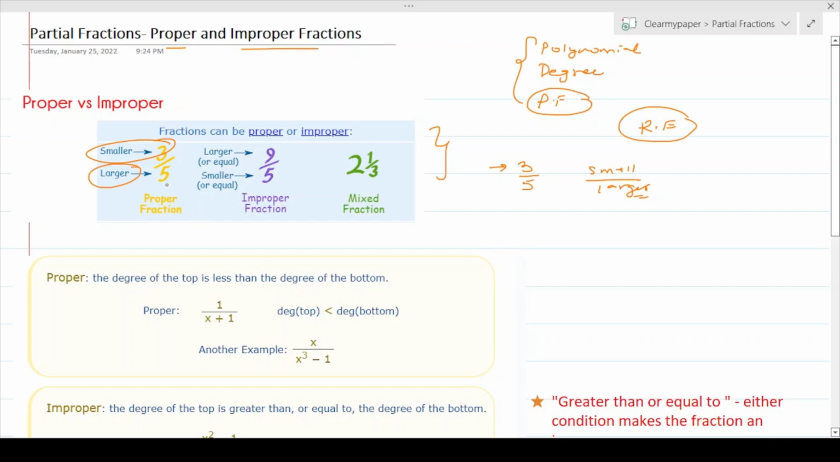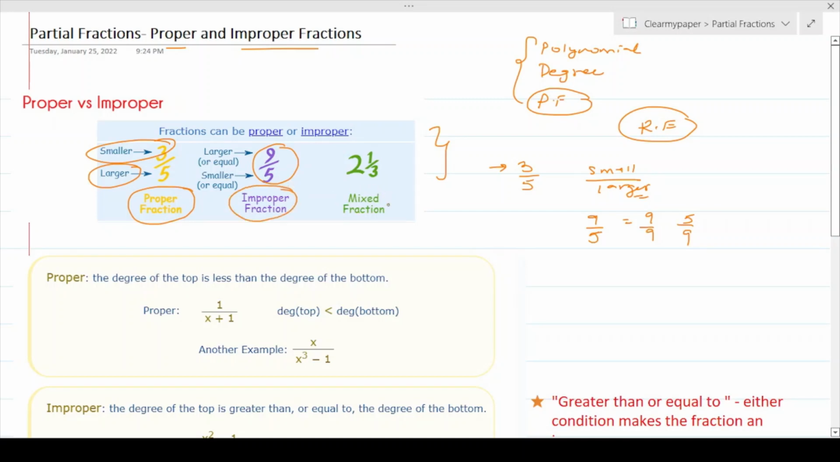That's what we call them in the regular number system. Similarly, whenever we have the opposite, wherein the numerator is larger than the denominator, for example 9 by 5, or even if the numerator and denominator are the same, like 9 by 9 or 5 by 5, those are called improper fractions.